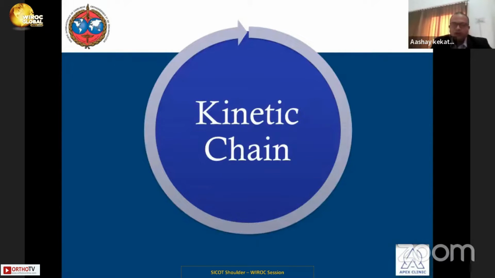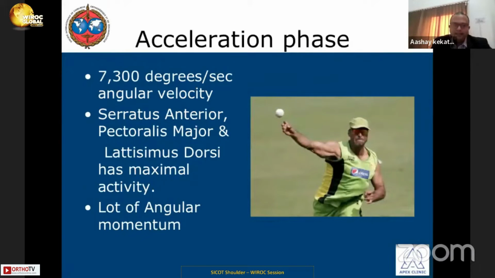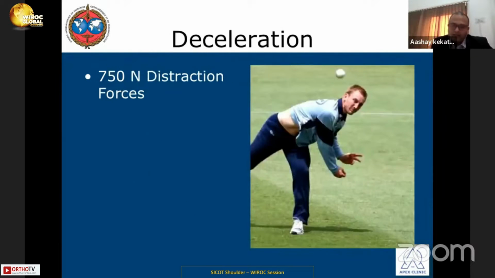And most of the time, all of us are treating patients who are athletes who have an angular velocity of close to somewhere around 7,300 degrees per second, where all the major muscles are acting, and there is a lot of angular momentum in them. So instability in them will be different than in someone who is a sedentary worker. So the assessment, the clinical examination, though the tests will be the same, the impact and the treatment will change. And about the deceleration, there are about 750 newtons of distraction forces occurring at deceleration. So the injury and the instability will be different.